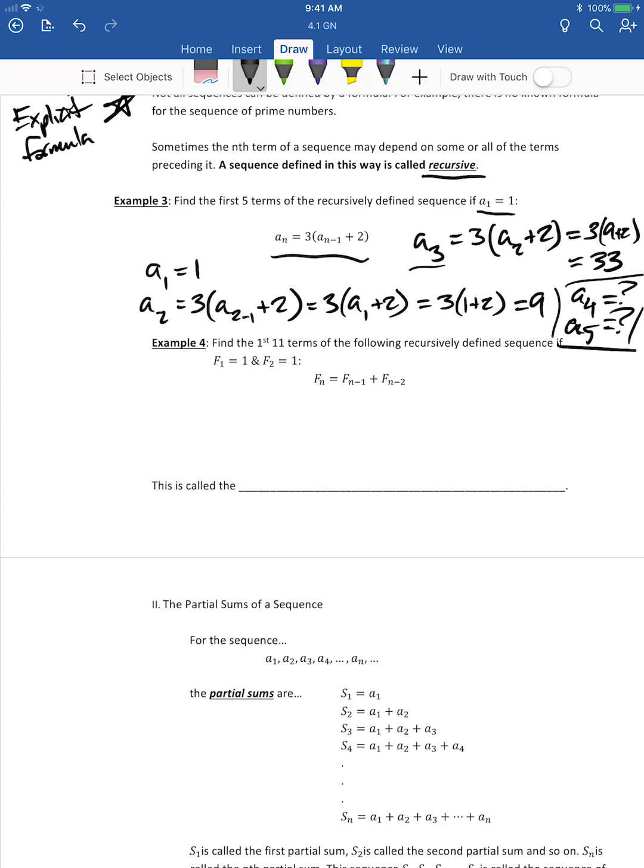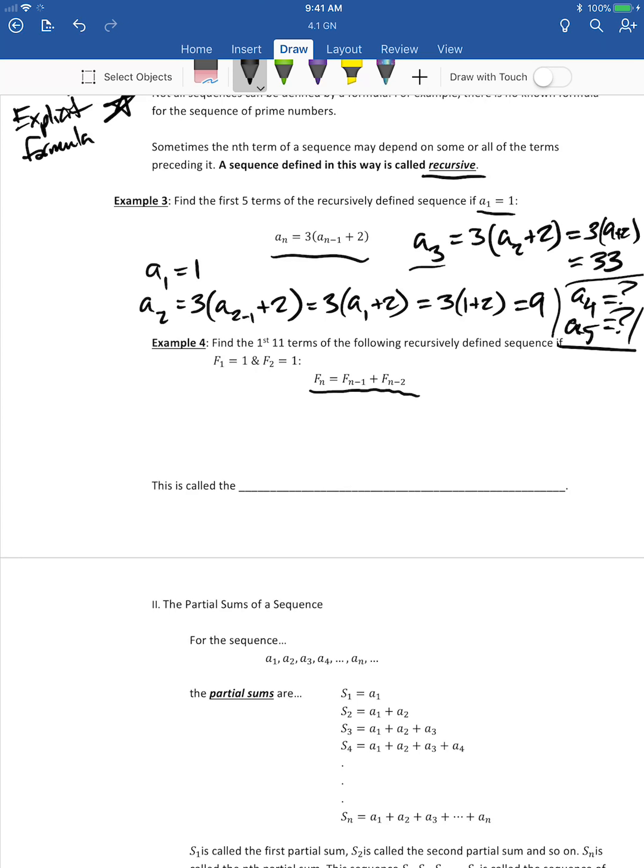Example 4, this is so cool. I love talking about this, and I'm sure it'll be familiar to most of you once we give it a name, but let's look at the definition. Find the first 11 terms of the following recursively defined sequence if f1 equals 1 and f2 equals 1. So the nth term of this sequence is defined as f(n-1) plus f(n-2). What does that mean? Let's think about it.